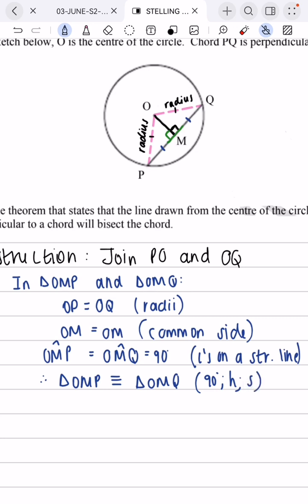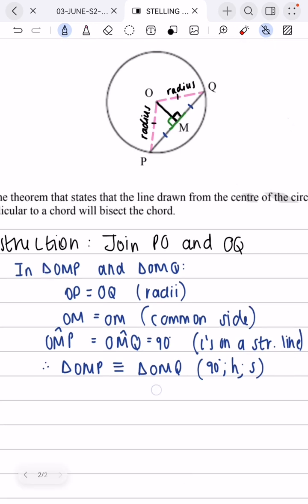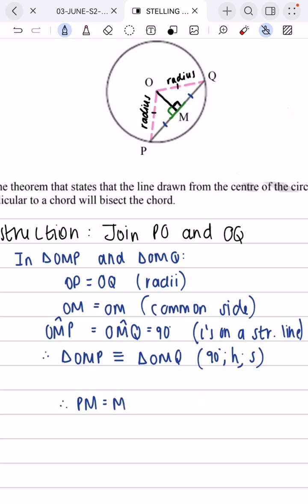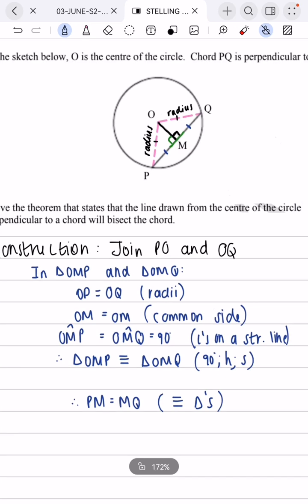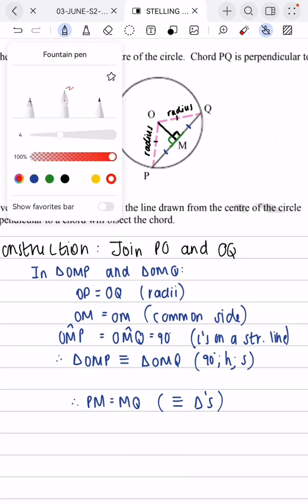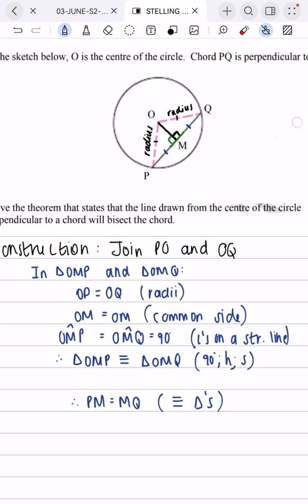Good. Then because these two triangles are now exactly the same size, that means that PM will be the same size as MQ because it is out of congruent triangles. Okay, and that means the chord is bisected. Then you answered the question. Marks. This will normally be 5 marks. First mark will go to the construction. Second mark will go to, I think, radiuses, common side, this reason, and then your conclusion. So that's then 5 marks.